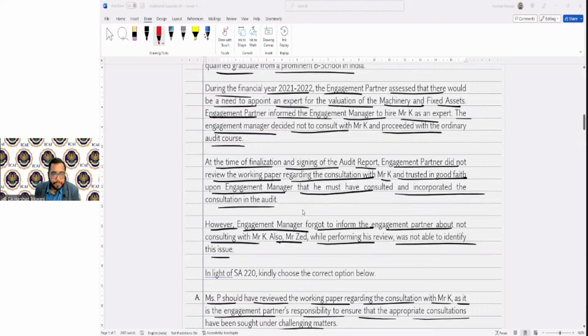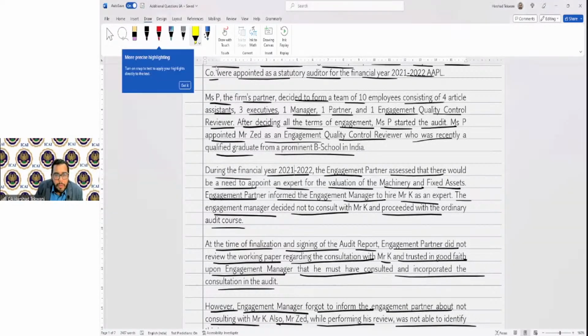Now here, Mr. Z, an engagement quality control reviewer who was a recently qualified graduate from a prominent B school. He's recently qualified. Now, the definition of the engagement quality control reviewer itself identifies that he should have the sufficient and appropriate experience and authority to objectively evaluate the significant judgments made by the audit team and conclusions they have reached. But here he was a recently qualified graduate. He's not a partner. He's not a person who is a member of the institute. Even in the case of a team, it is written that if the review is done by a team of individuals, such team should be headed by a member of the institute. In this case, both scenarios are not fulfilled.